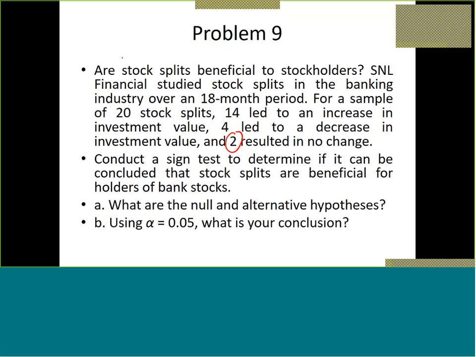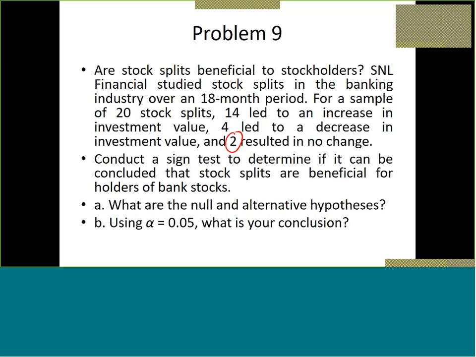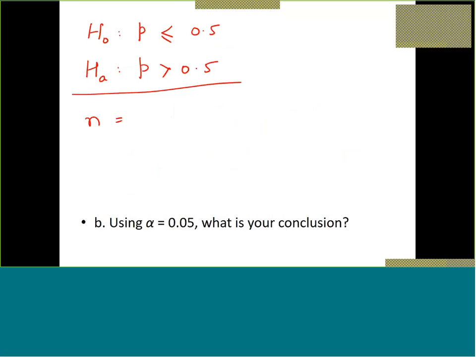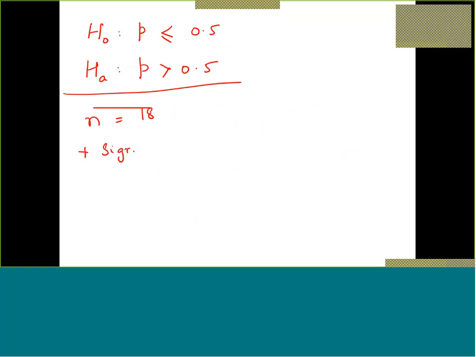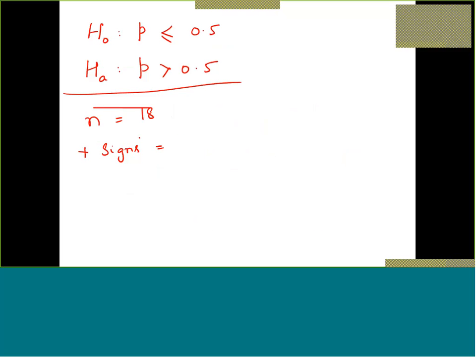So generally the logic is what you are going to test, it should be in HA. So beneficial means should be greater than median, right? And the other one is obviously less than. So now what is your sample size N? So we reduce 2 because no change. So remember it is 18. So how many are there above median? So plus signs. Above median, how many are there? 14 are increasing.